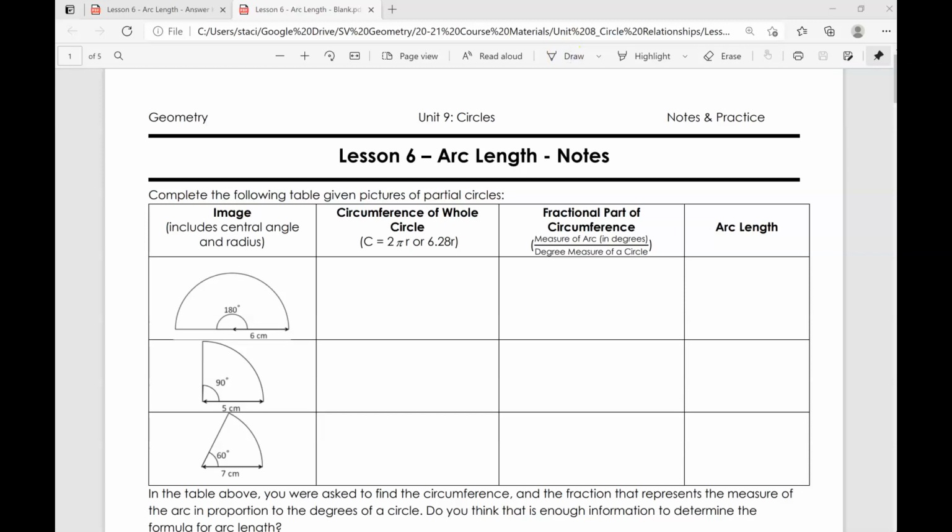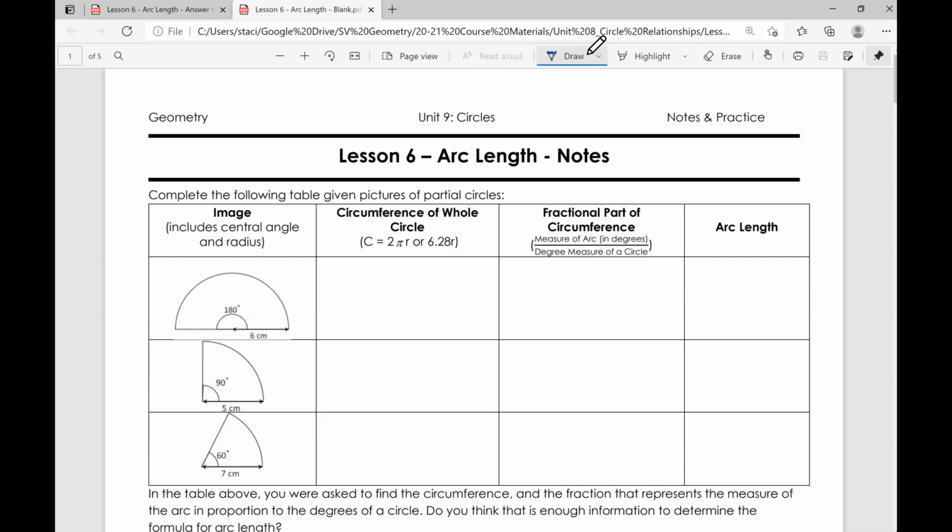All right, so in this lesson, we are going to extend our understanding of circumference and we're going to learn about what we call arc length. Before we actually talk about what arc length means, we're going to do a little discovery activity with this table. We're going to pretend, when we look at these partial pieces of circles, that we actually have the entire circle.